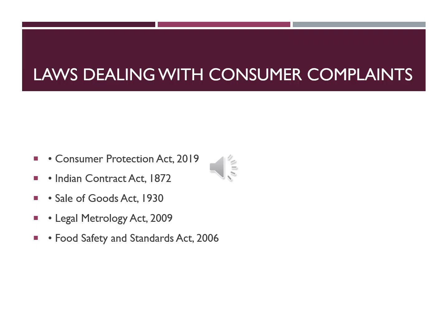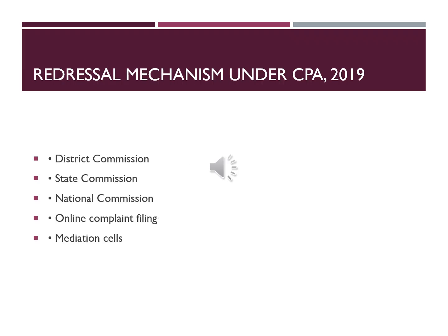Consumer Protection Act 2019, Indian Contract Act 1872, Sale of Goods Act 1930, Legal Metrology Act 2009, Food Safety and Standards Act 2006. Redressal mechanism under Consumer Protection Act 2019. District Commission, State Commission, National Commission, online complaint filing, mediation cells.